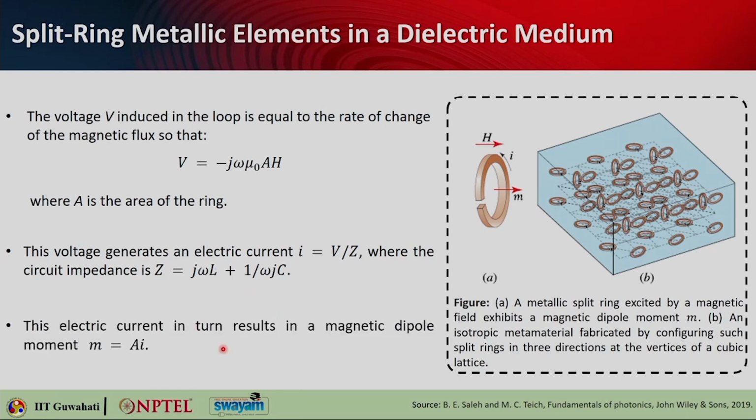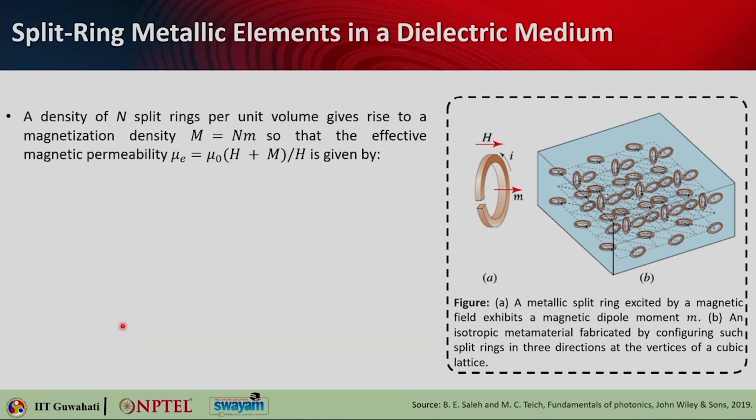This particular current in turn results in a magnetic dipole moment, which is given as m equals A times I, and this small m is basically the magnetic dipole moment for one ring. When you have a density of N split rings per unit volume, you can think of the magnetization density M to be N times small m. So you can write down the effective permeability to be mu e equals mu naught times H plus M divided by H.